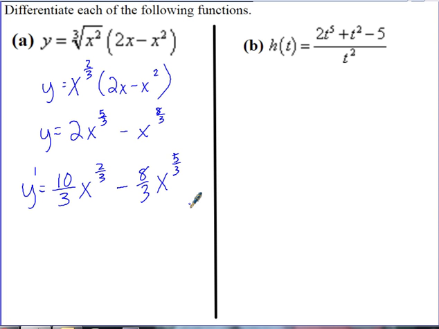Is that my final answer? Is that okay to leave it like that? No. What do I got to do? Put it back in radical form because that's the way the question was asked. So what is my radical form? Well, 10/3 first. So the 10/3 is not inside the root. So it's 10/3 cubed root of x squared minus 8/3 cubed root of x to the 5th.